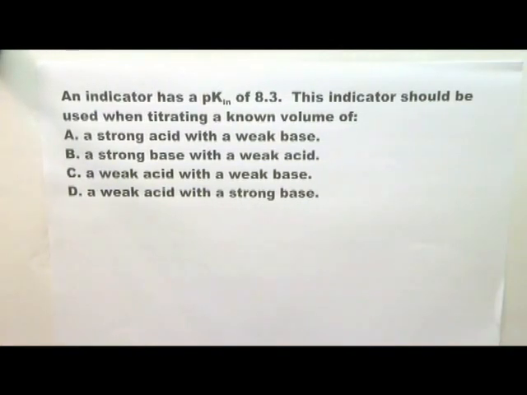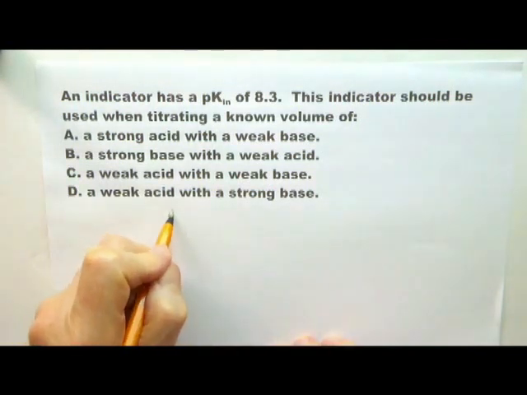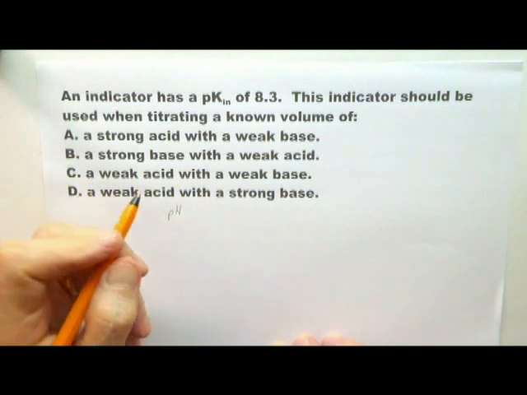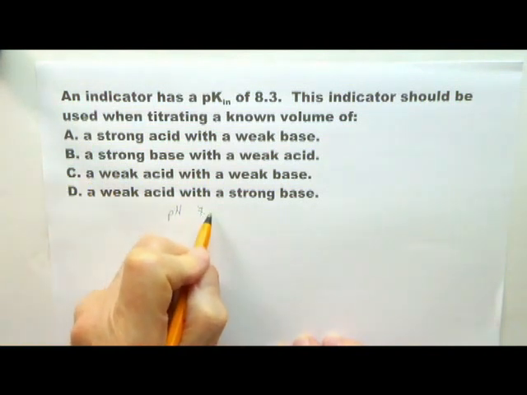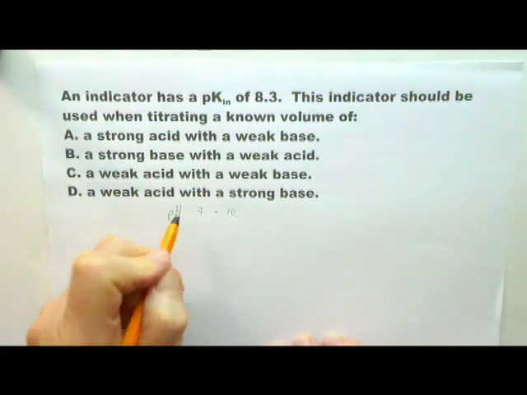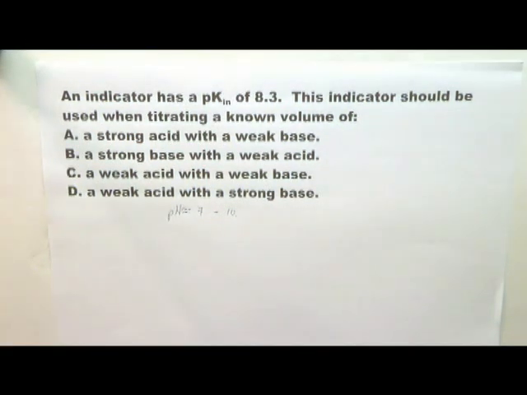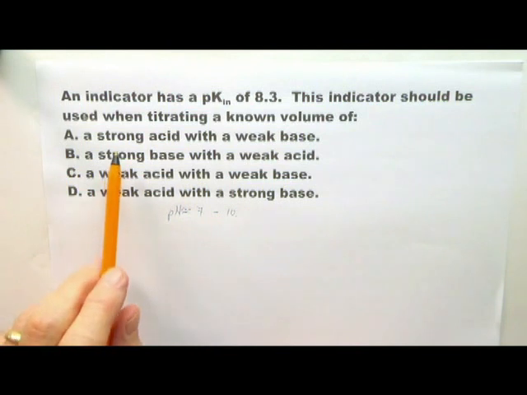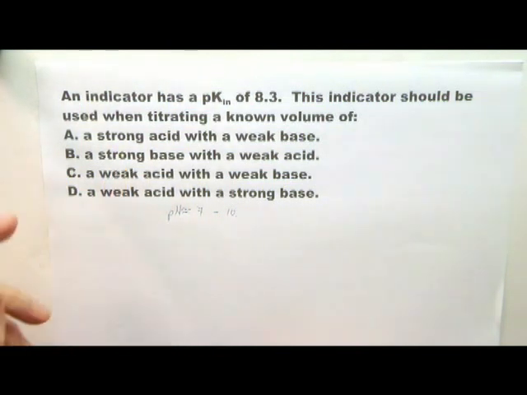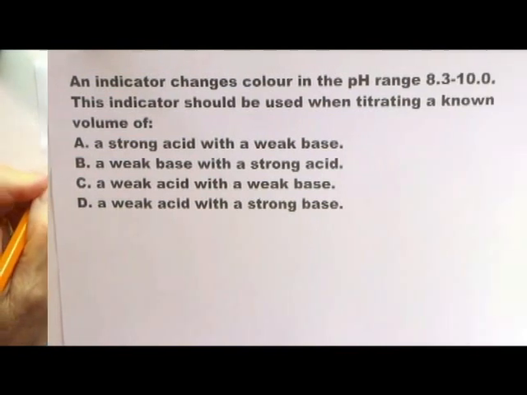This is clearly the exact opposite of the previous one. In this case, we're dealing with a high pKin of 8.3, and therefore the pH range that it will cover would be in the region of 7 to 10 or thereabouts. For the colour change, the pKin is usually within the middle of the range. This indicator should be used when titrating a known volume of a strong base with a weak acid. Strong base and a weak acid.